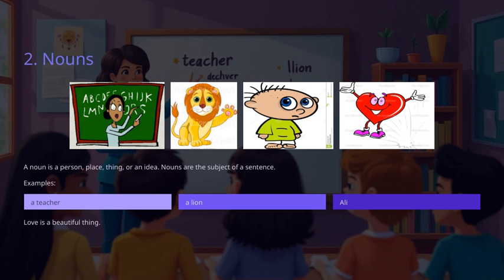Other examples include a lion, which is an animal, or a proper noun like Ali, which refers to a specific person. Recognizing nouns helps us understand the structure of sentences and how ideas and objects are connected. Remember, nouns are central because they anchor the sentence's meaning, making it clear who or what we're discussing. So whether it's a person, a place, a thing, or an idea, nouns are the foundation of clear communication.